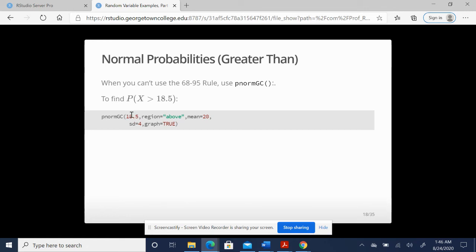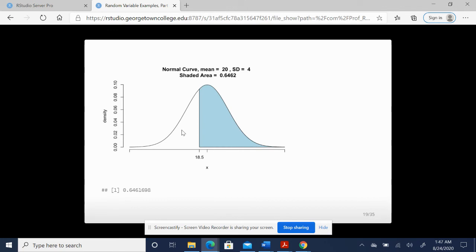In this case, if we want to know the probability of randomly selecting a student who spends more than 18.5 hours on social media, the format for that would be the command pnormGC, okay, the boundary, the region we're using, above, because we're greater than, okay, and we have a mean of 20 and a standard deviation of 4. Yes, we want to see a graph. It's not going to look like the graphs we're used to. When we saw binomials, these were bars, okay? Again, that's because those were discrete.